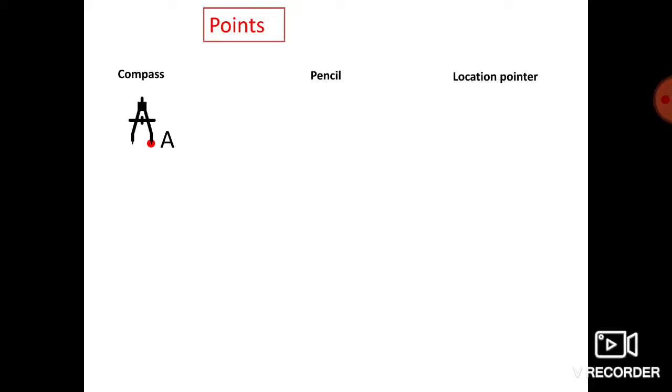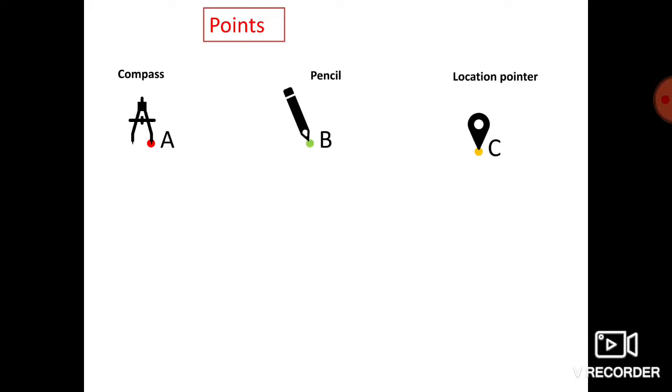Then consider the pencil. This pencil also has a sharp end. We use this to denote a location, to denote a correct point. Then the location pointer, we are familiar with this. This location pointer also has a sharp end. We use it to determine a correct location. These are the three models of points.